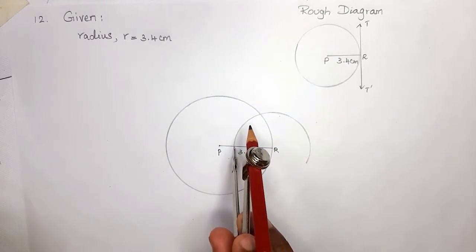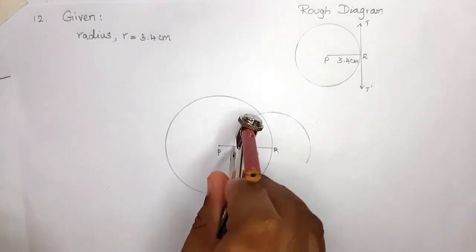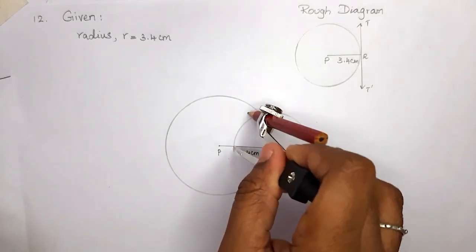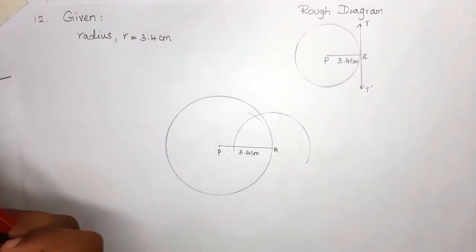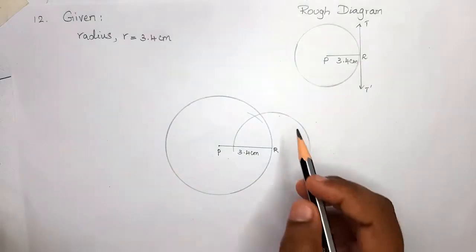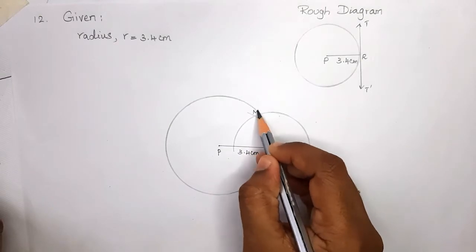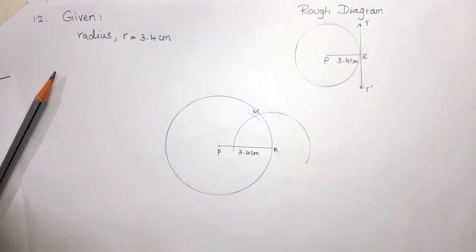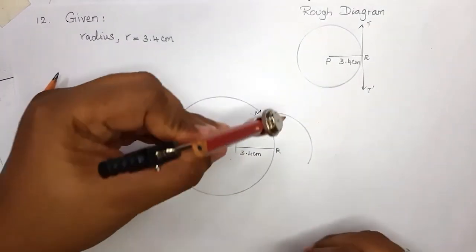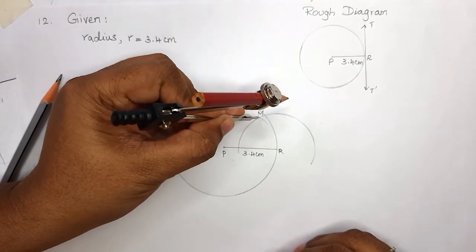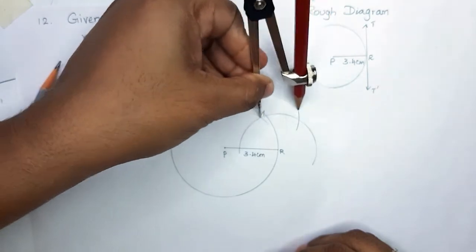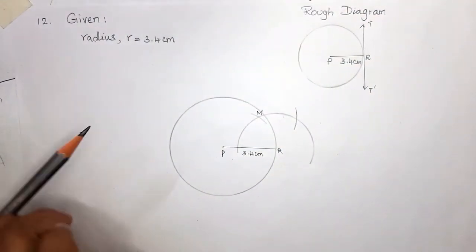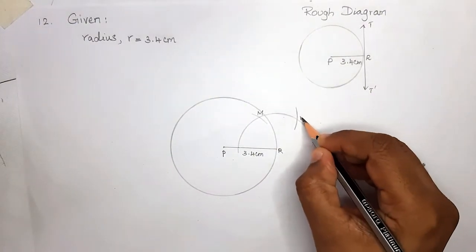So place your compass needle on the point and cut an arc. Name that first arc to be M. Don't change the measurement of the compass. With the same measurement, now with M as center, cut another arc on the semicircle and name it to be N.